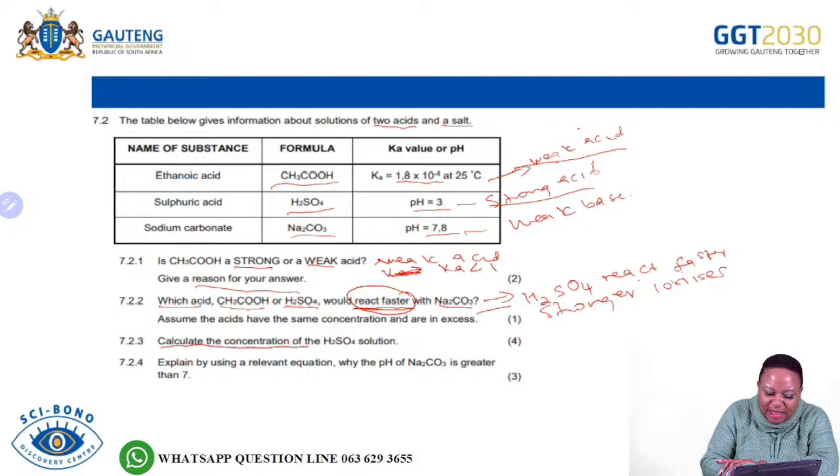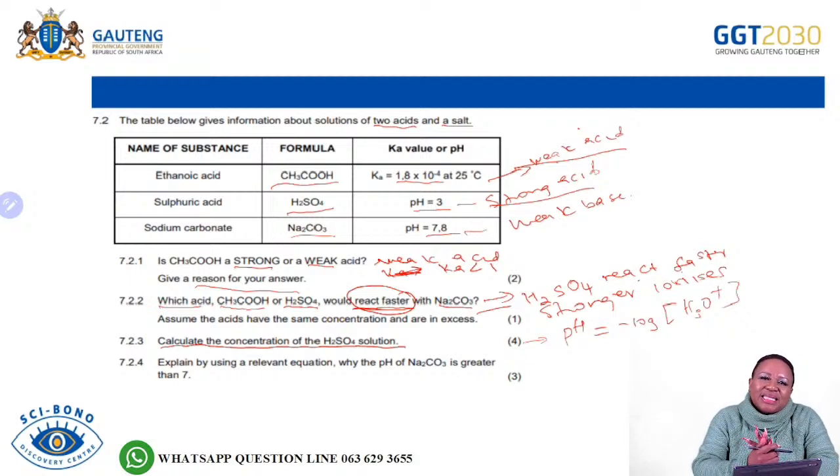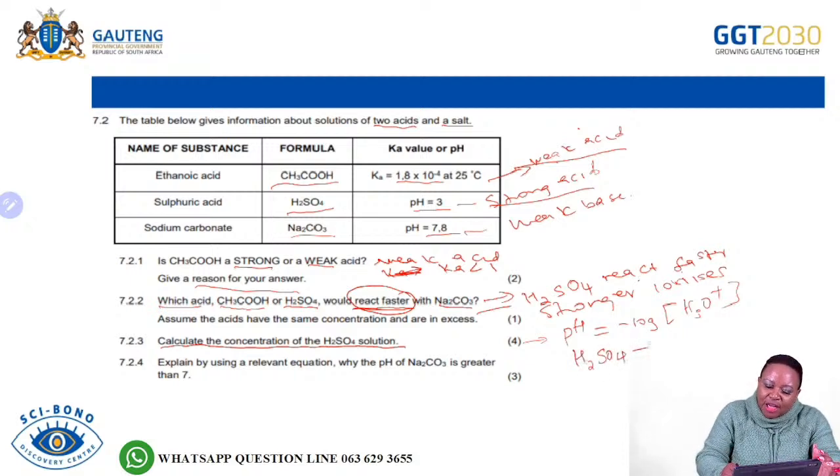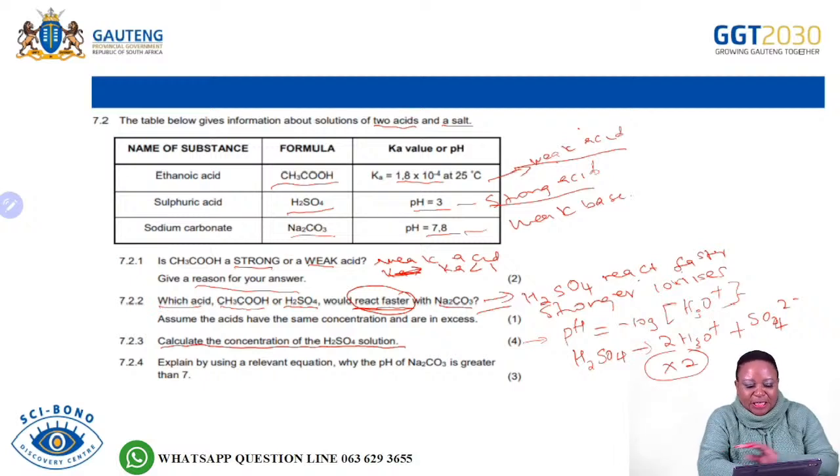Then the question says, calculate the concentration of sulfuric acid. How do we calculate it? We are definitely going to use the formula pH equals minus log of the concentration of H3O plus. But what is entailed in sulfuric acid? We know that sulfuric acid, as it ionizes, is going to give us 2H3O plus and SO4 2 minus. Therefore, after getting the concentration here, we are going to multiply it by 2 to get the concentration of sulfuric acid.